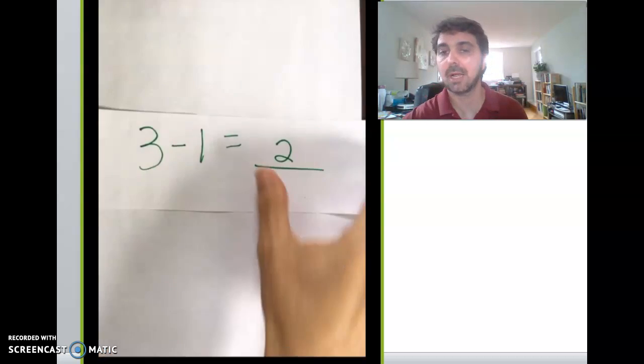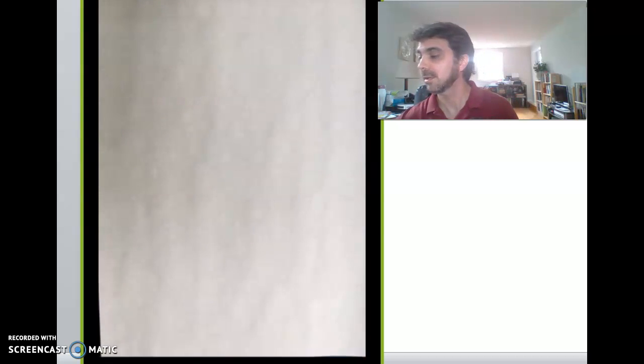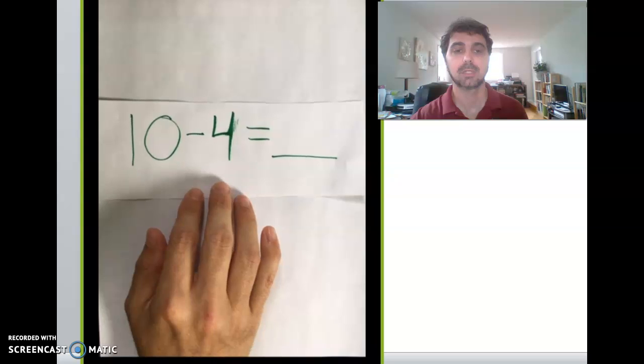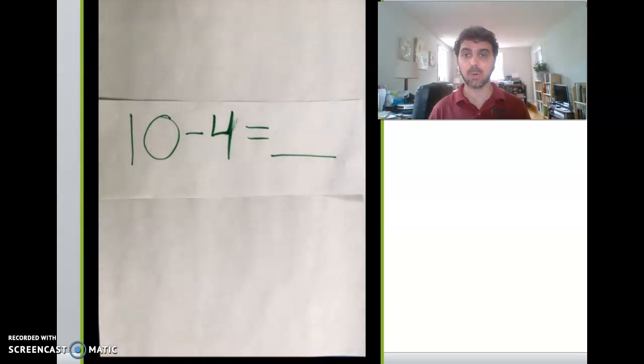All right, so let's try another one. We're going to put down this number sentence, which says 10 take away 4 is what? Maybe you want to try it right now. Think about what you will get if you have 10 and you take away 4. And then let's try it with our fingers.